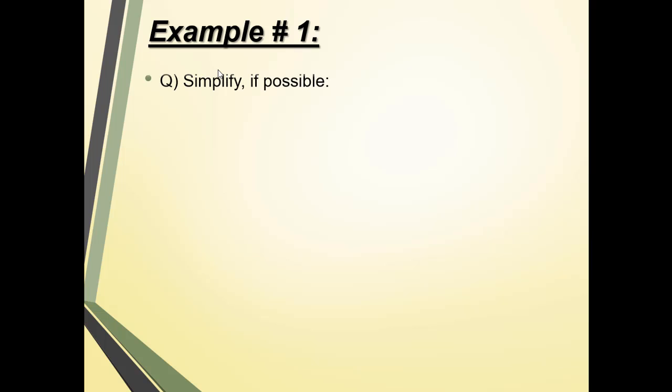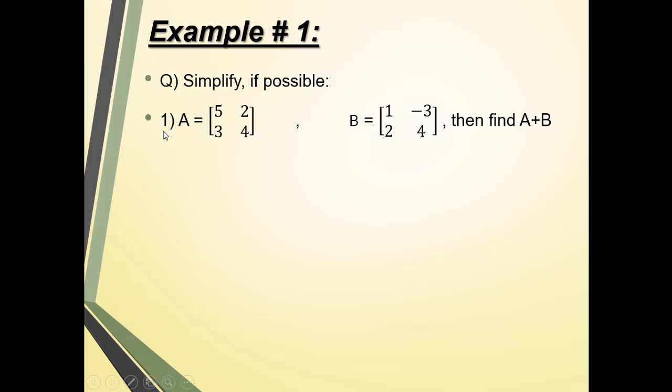Now look at example number 1. It states: simplify if possible. If possible means that it is not necessary that both matrices can always be added or subtracted. The main thing I have told you is that whenever the order of both matrices is the same, then you can add and subtract those matrices. In this example, we again have two matrices of the same order, 2 by 2 and 2 by 2, and we are asked to find A plus B if possible, and we know that if the orders are the same, we can add both matrices.